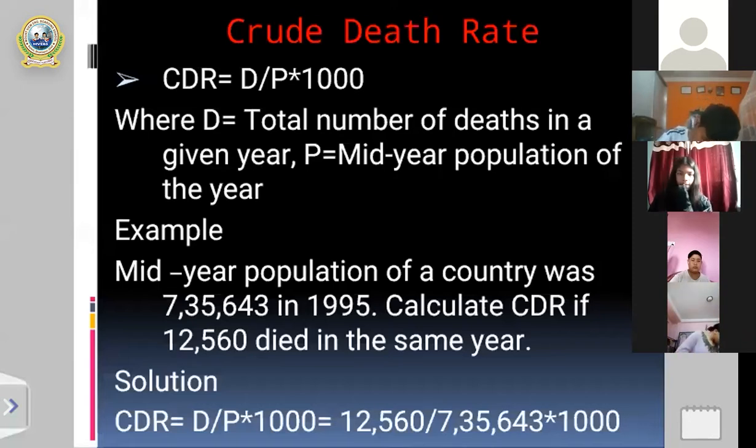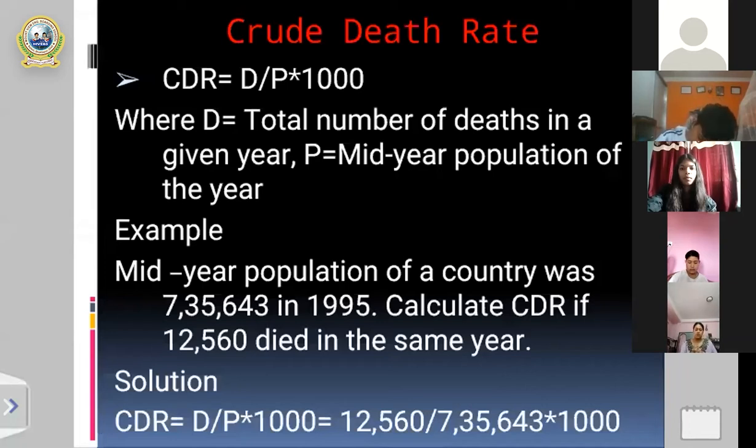So to calculate CDR, the formula is CDR equal to D by P multiplied by 1000. You can see on the slide the meaning of D and P. D is the total number of deaths in a given year, and P means the median population of the year. So D, the number of deaths, divided by the total population, multiplied by 1000. That's the formula to calculate CDR, crude death rate.